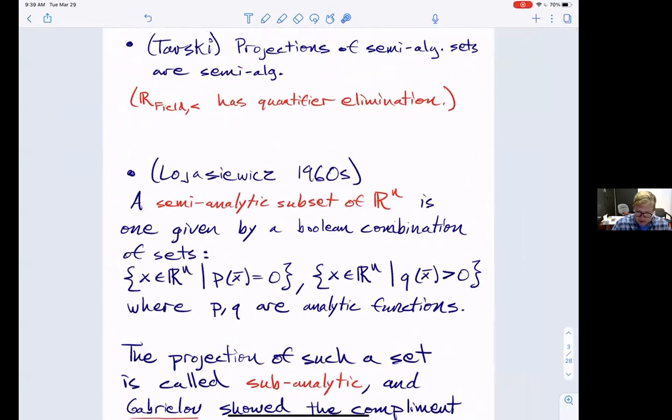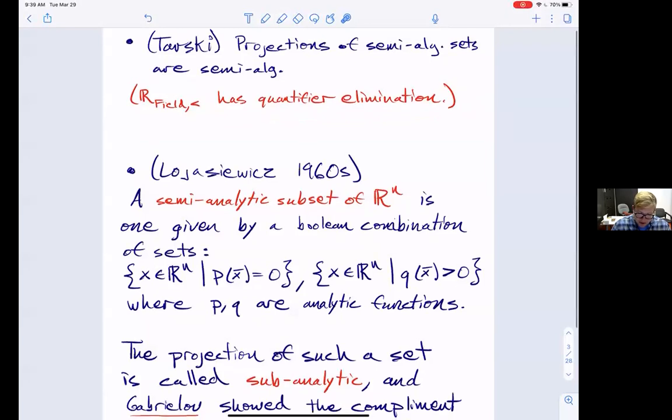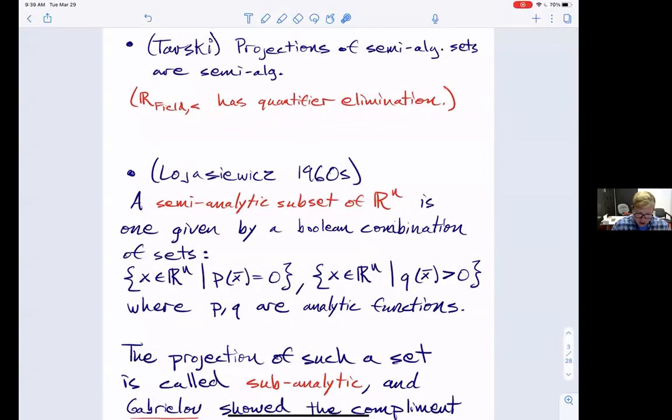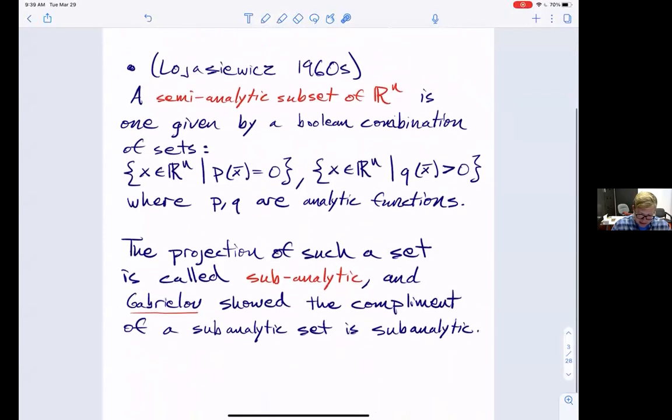So of course, it's a famous theorem of Tarski that any projection of a semi-algebraic set is semi-algebraic. Semi-algebraic just means cut out by polynomial inequalities. So that means that the reals as an ordered field has the even stronger property that every formula is equivalent to a quantifier-free formula.